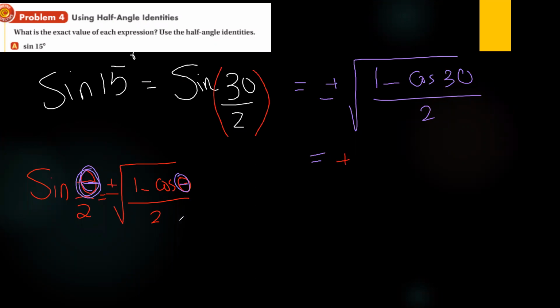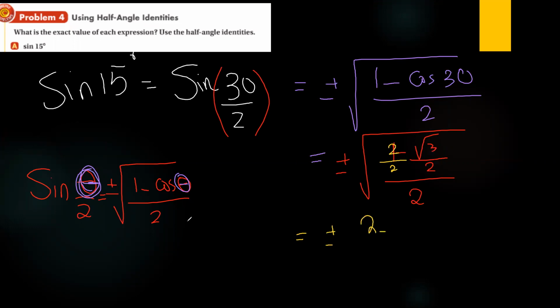Then, positive or negative? 1 minus, now what is the cosine of 30? Square root of 3 over 2, all over 2. So it's positive, negative. Now, here we have 1, so we can write it as 2 over 2 in order to have the same denominators. So it's 2 minus square root of 3, over 2, over 2. Just a second here.